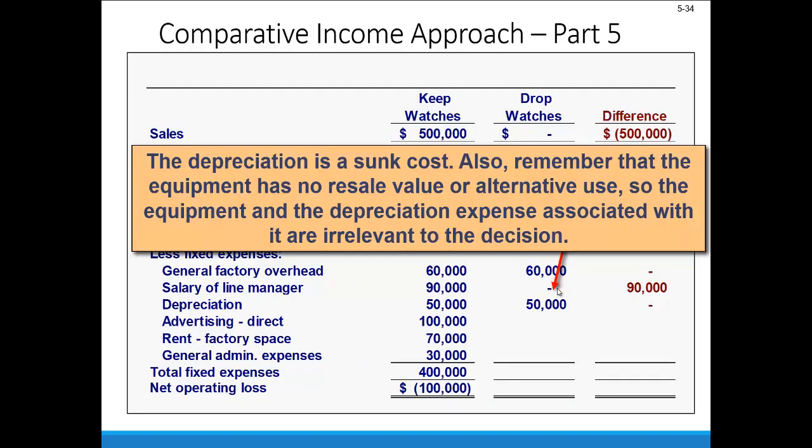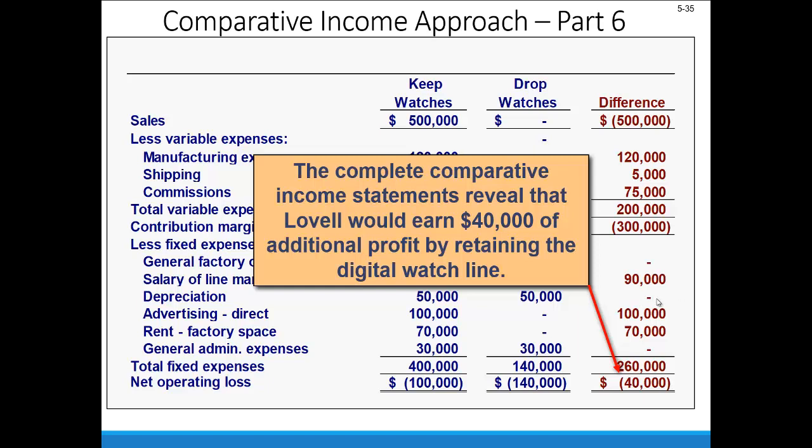Depreciation does not. Remember, that's a sunk cost. We can't use this equipment for anything else. We can't sell it. We can't do anything with it. And then we've got the advertising and the rent that would go away if we dropped the watch segment, and the general admin expenses that would not. So that complete comparative income statement shows essentially the same thing. The company is worse off by $40,000 if it drops that watch segment.